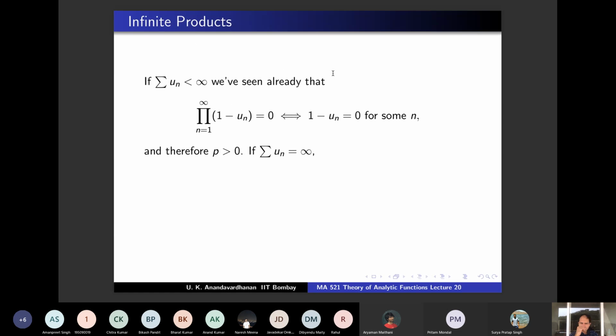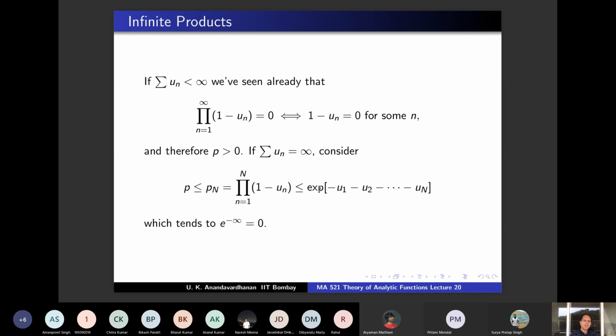So this is okay. Other way, if summation Un is infinity, you want to show that P is 0. In which case P is of course less than or equal to Pn, because it's a decreasing sequence, and because each Un is less than 1, and Pn is this product, and this is less than or equal to, by the same thing that we have done earlier, 1 plus... we have proved that 1 plus un is less than or equal to exponential of un. So this is minus Un here. So exponential of minus U1 minus U2 etc. And as n goes to infinity, this tends to exponential of minus infinity, because summation Un is infinity, and exponential of minus infinity is 0. And if this is 0, then P is 0. So the other way is also okay. If summation Un is infinity, then P has to be 0.